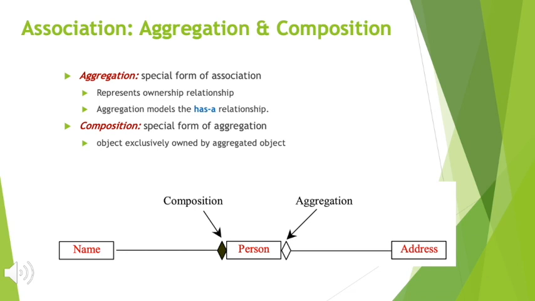And then the composition. Composition is a special form of aggregation. That means the object is exclusively owned by the aggregated name. So name is exclusively owned by this person. So to show composition, we use the black diamond symbol. So this is the difference between composition and aggregation.